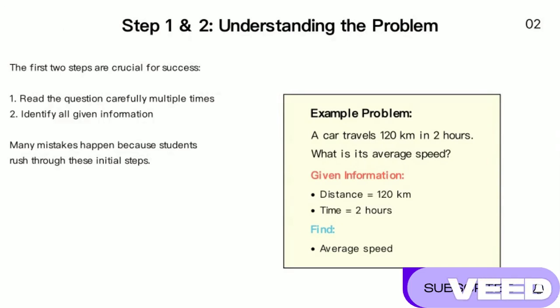Let's see this with an example. A car travels 120 kilometers in 2 hours. What is its average speed? Here, we identify the given information. Distance equals 120 kilometers. Time equals 2 hours. And we need to find the average speed.